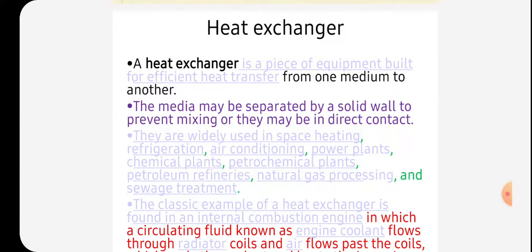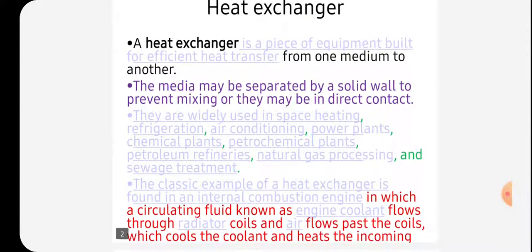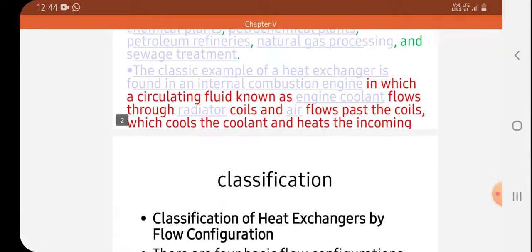Heat exchangers are widely used in refrigeration, space heating, air conditioning, power plants, chemical plants, petrochemical plants, petroleum refineries, natural gas processing, and sewage treatment. The classic example of a heat exchanger is found in an internal combustion engine, in which a circulating fluid known as engine coolant flows through the radiator coils and air flows past the coils, which cools the coolant and heats the incoming air.